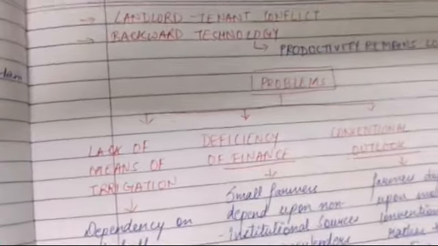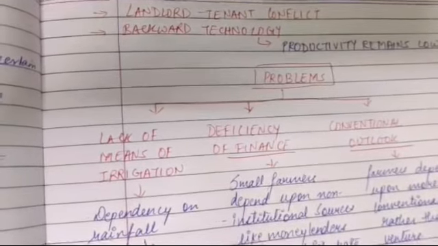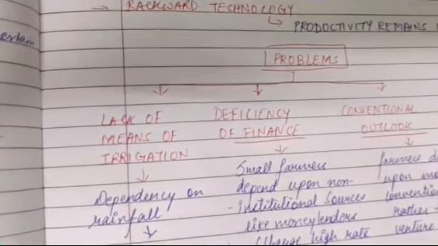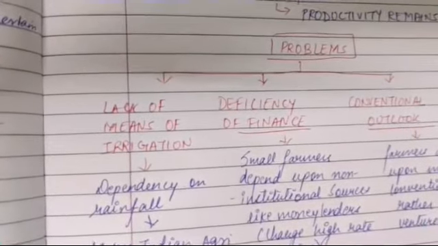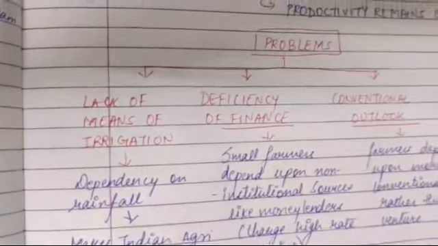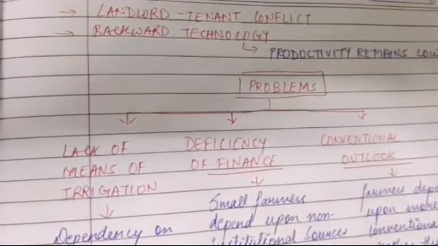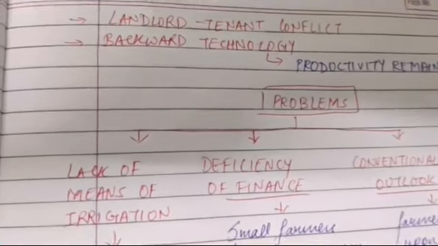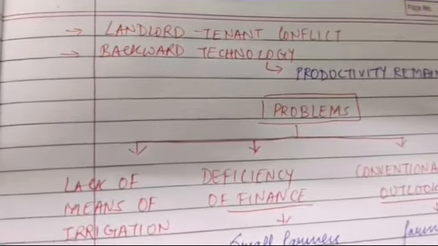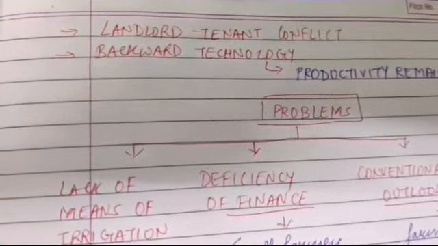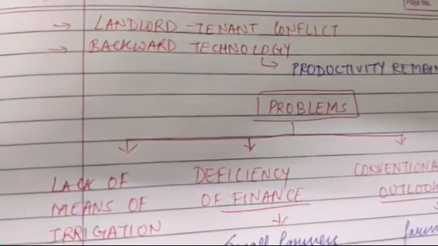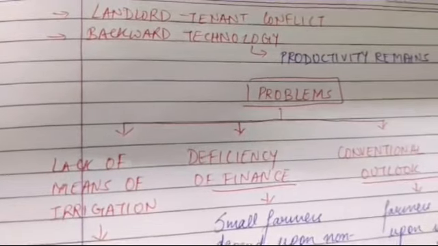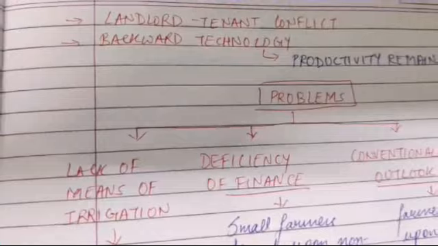Next is the landlord-tenant conflict. Huge areas are cultivated by tenants who are not the owners, and the owners take the revenue, while the tenants who produced the crop barely get minimum wage during that period. Backward technology: in certain agricultural parts, they still use equipment which is backward in nature rather than machines, so productivity remains low.